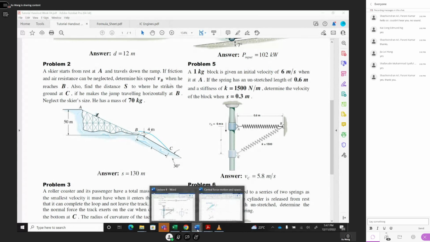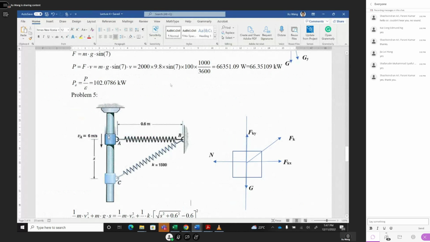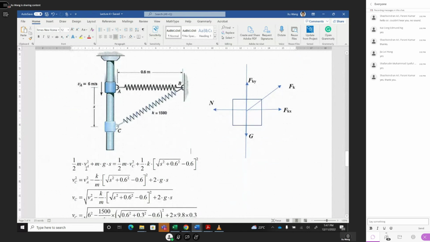So we write this down. At position 1, you have mgh plus half of mv squared, with h being s. This is the total energy at this position. The total energy at the other position is the kinetic energy plus the spring potential energy, half of k times delta x squared. What is delta x? It is the square root of s squared plus 0.6 squared, minus the original spring length 0.6. That's how you get the spring potential energy. This is energy conservation.